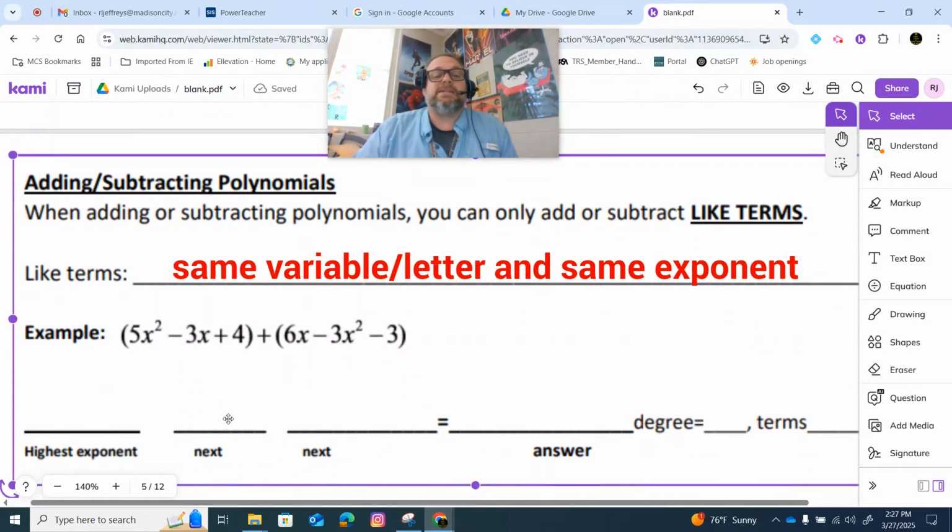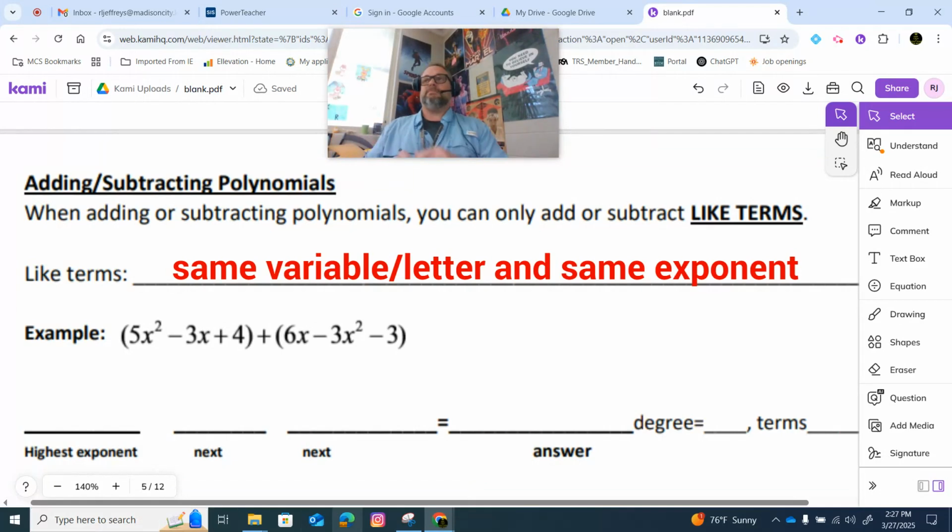Adding and subtracting polynomials. When adding or subtracting polynomials, you can only add and or subtract like terms, which means the same variable or letter, same exponent. Okay. Some people, if I say variable, they're like, "What the heck's a variable?"